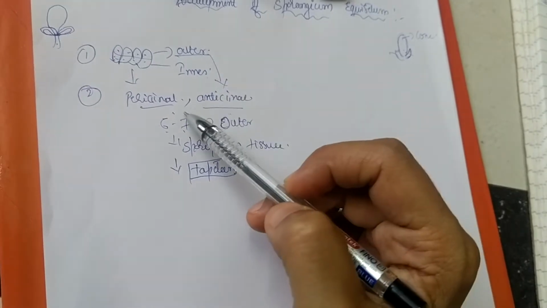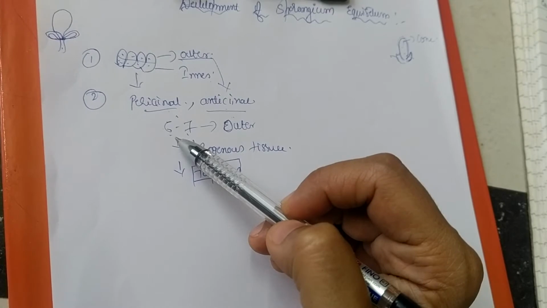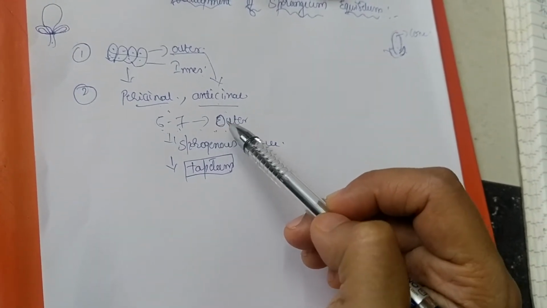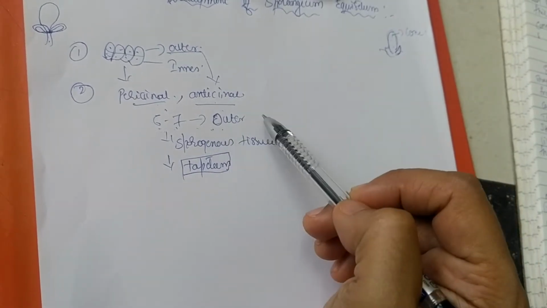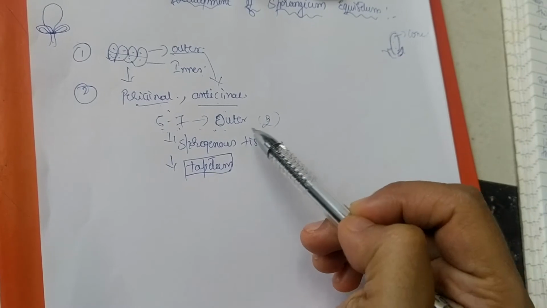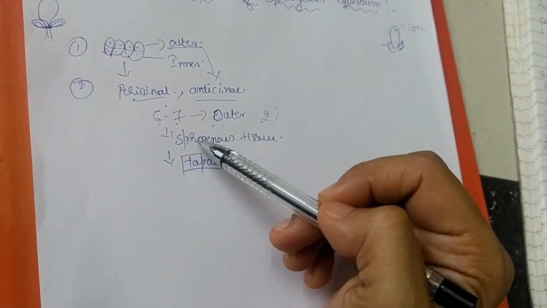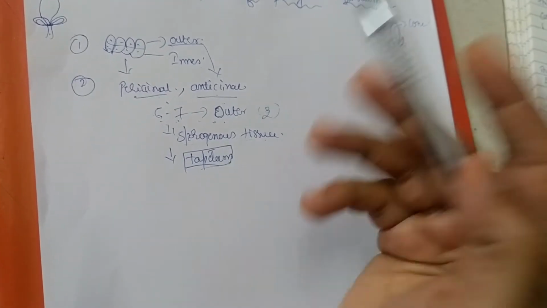So the outer cell is going to undergo a set of periclinal and anticlinal divisions, leading to formation of some 6 to 7 layers of cells. These 6 to 7 layers are not going to form the entire jacket of the sporangium. Only 2 layers are involved in the formation of the jacket. The rest are going to form the inner layers. The inner layers are going to differentiate into sporogenous tissue and a tapetum.